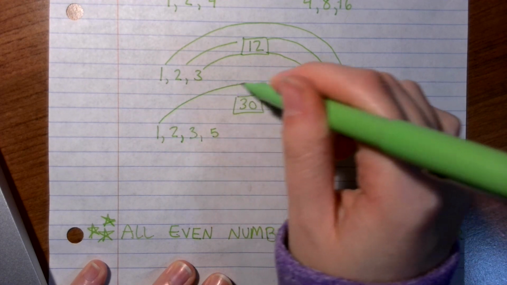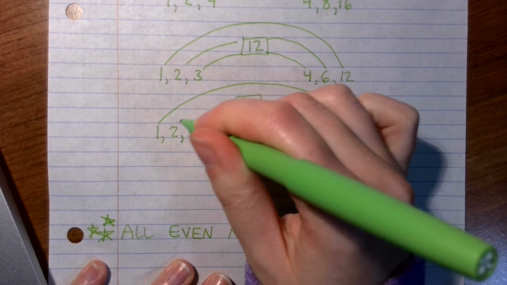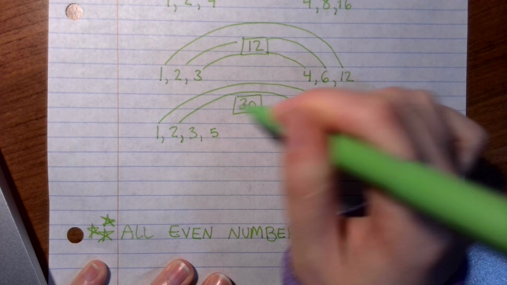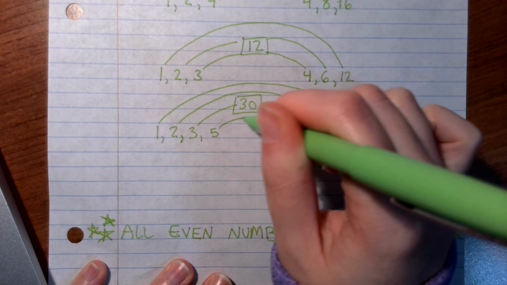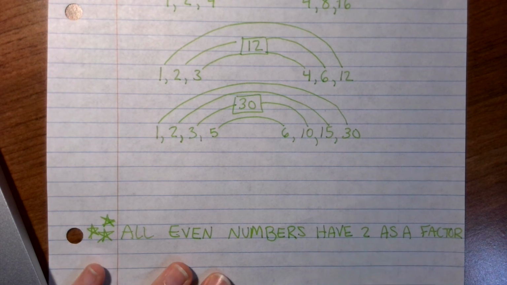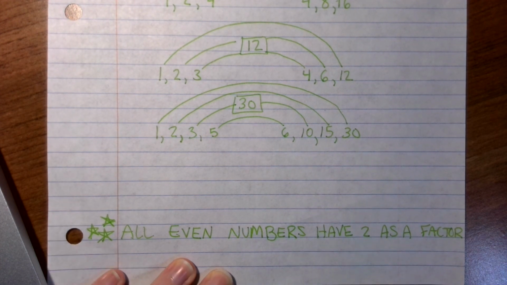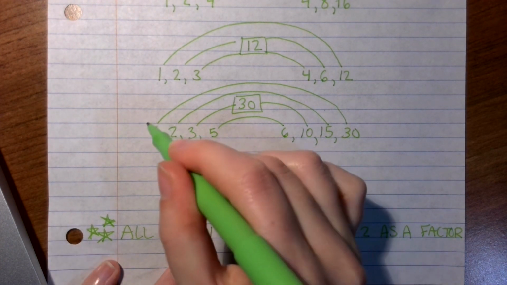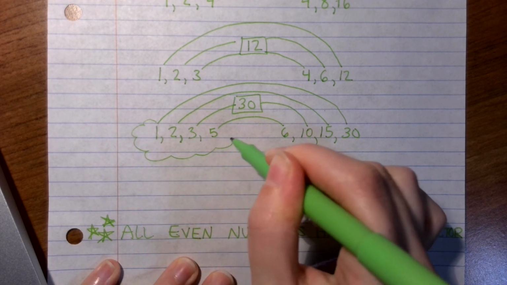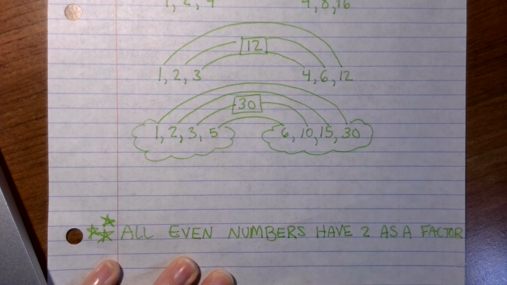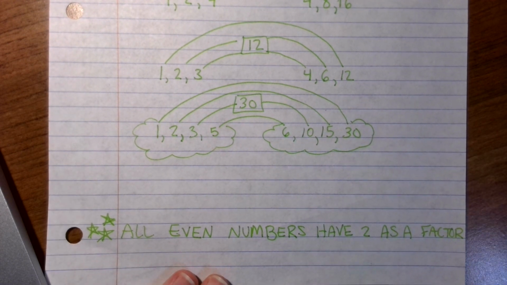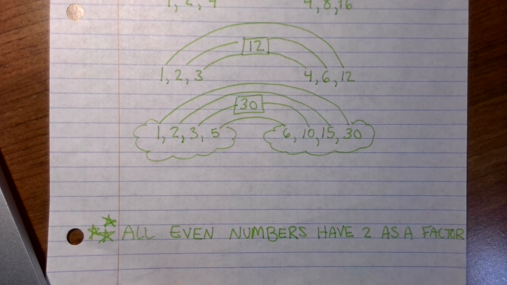Draw my rainbow. 1 and 30, 2 and 15, 3 and 10, 5 and 6. Voila, beautiful rainbow. This is my factor rainbow. What's cool is you can kind of take this and make it into little clouds when you're done. Have some fun with it, guys. And you have some factor rainbows on your worksheet that you need to fill out.